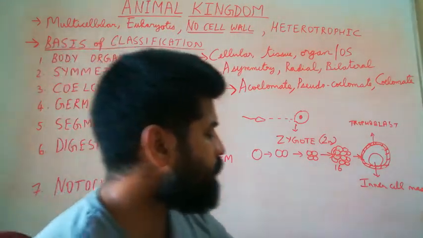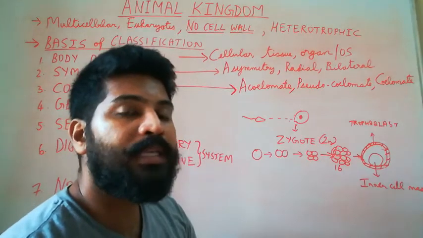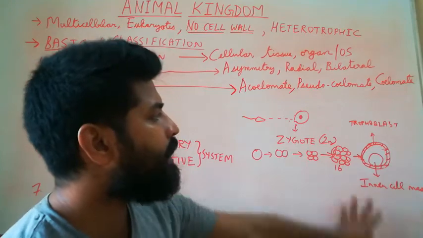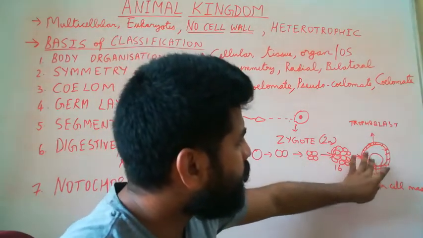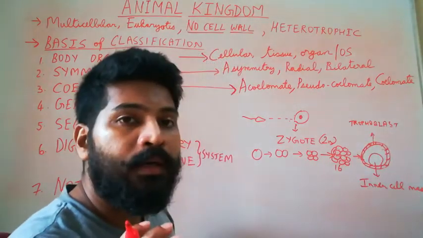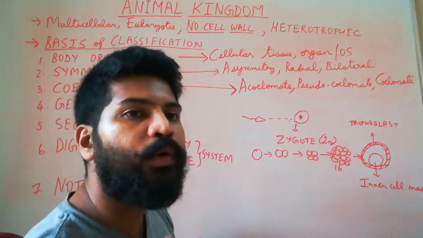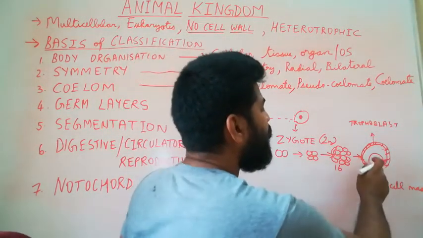So that is what is called differentiation. This structure is called a blastocyst, and the cells are called blastomeres. The trophoblast is the protective outer covering. The new baby or the embryo that is going to develop, the new organism, will develop from the inner cell mass.